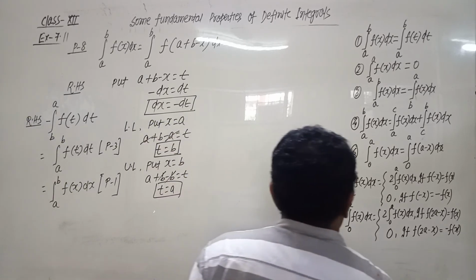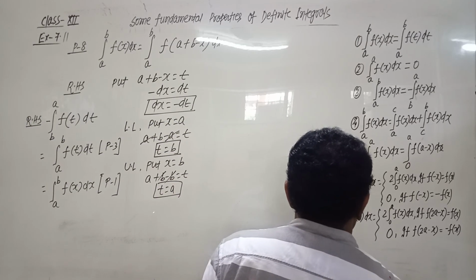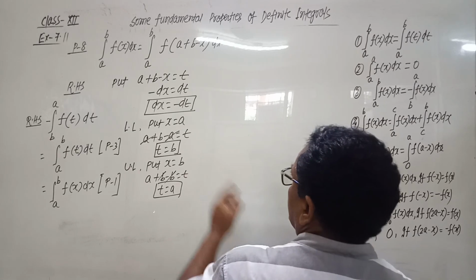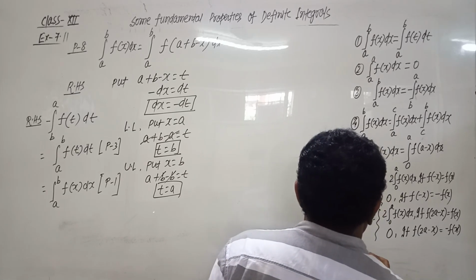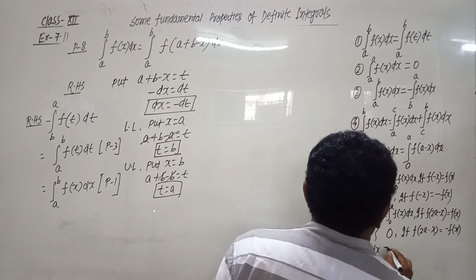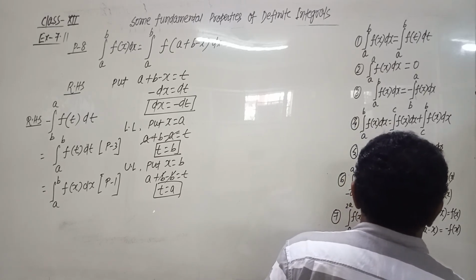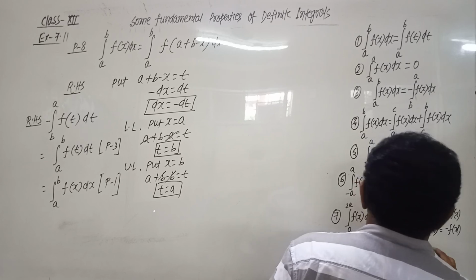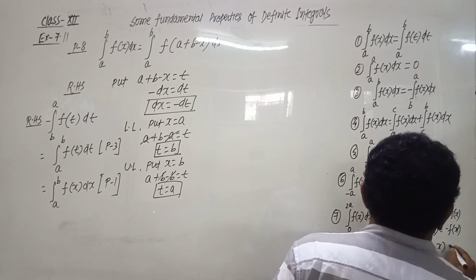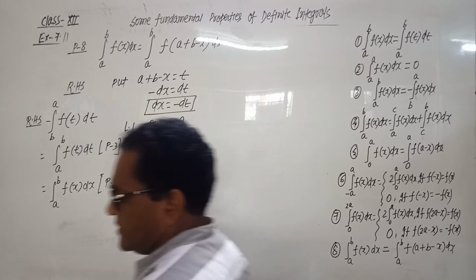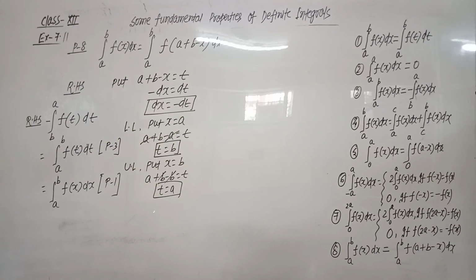So the last property: integration a to b f of x dx is equal to integration a to b f of a plus b minus x dx. To complete the property, the next video will discuss the questions based on these properties.